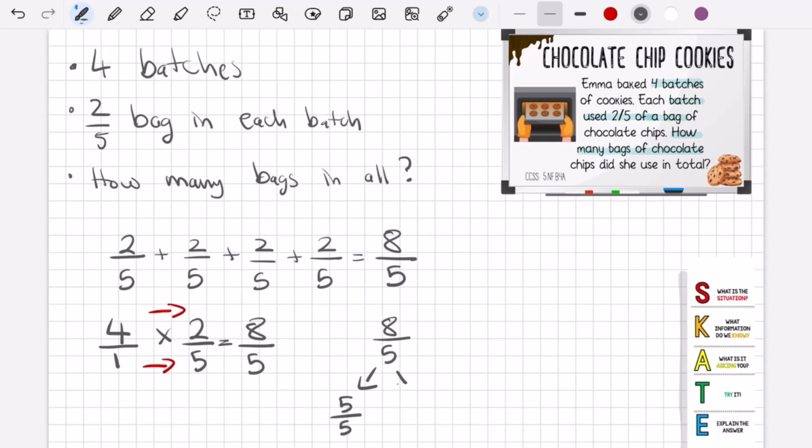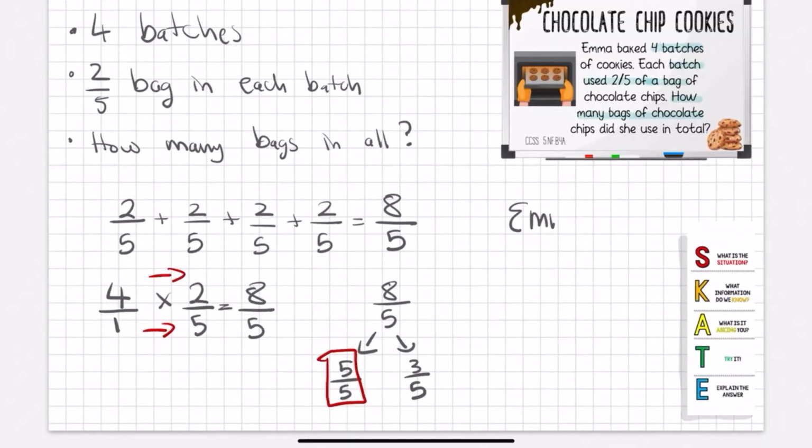Now I'm going to convert this improper fraction, or fraction greater than 1, into a mixed number. There's 1 whole inside 8/5. 5/5 equals 1 whole, and then there's 3/5 left over after we pull out that 1 whole. So that means that Emma used 1 3/5 bags of chocolate chips to make 4 batches of cookies.